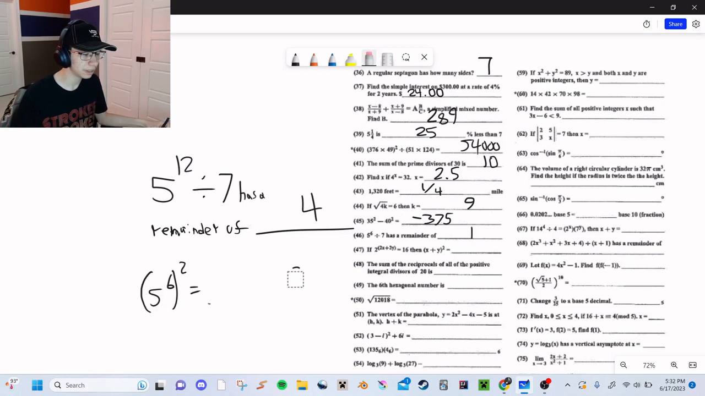And I already know that 5 to the 6th is going to have a remainder of 1. So the way I'd get the remainder for 5 to the 12th, I just take that remainder of 1 and square it, which still gives me 1. One more step further. It's the last one I'll do.